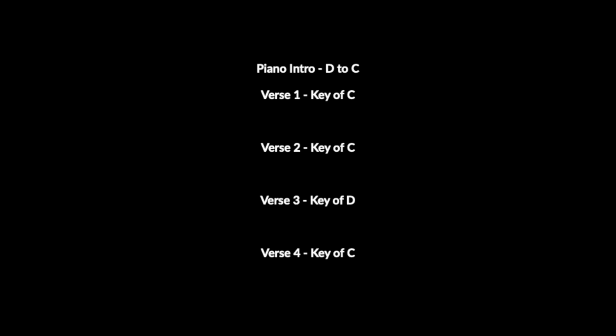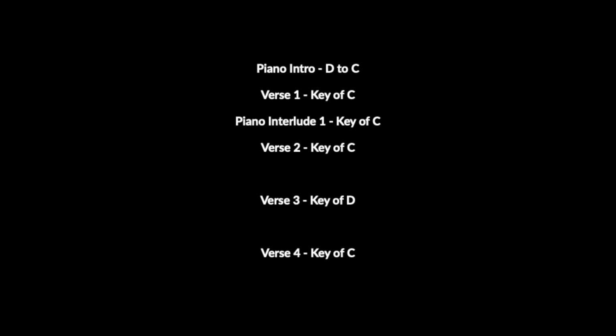Cat Stevens sings a total of 4 verses. The first 2 are in the key of C, the third one is in D, and the last one is in C again. And then there's the piano sections. The intro starts in D and modulates to C to set up the first verse.